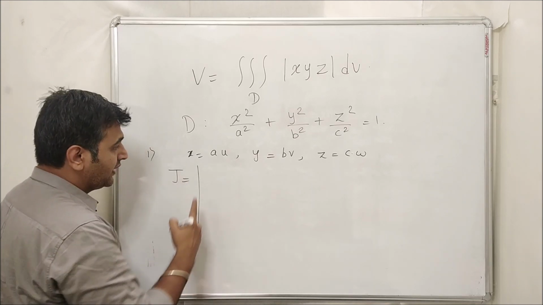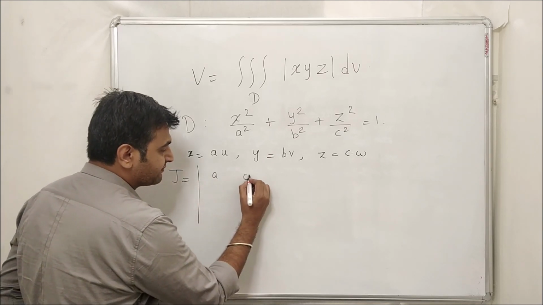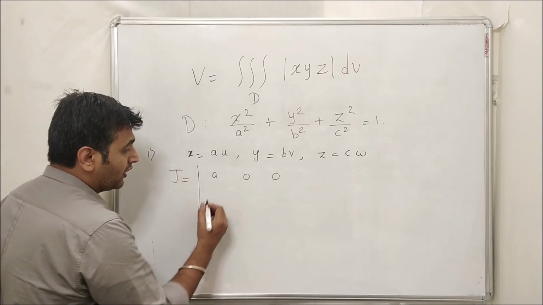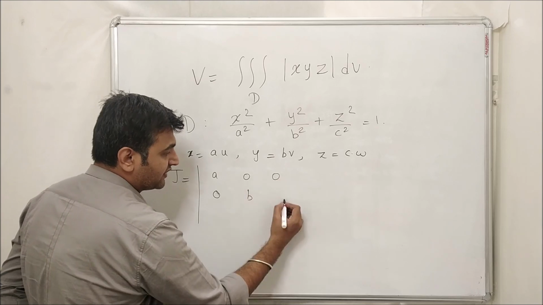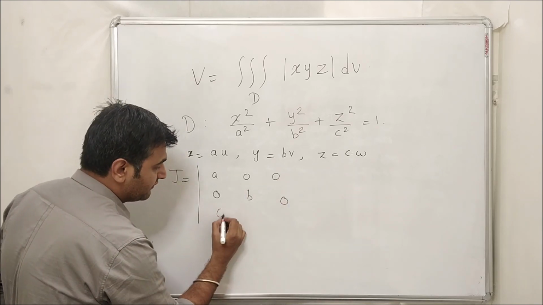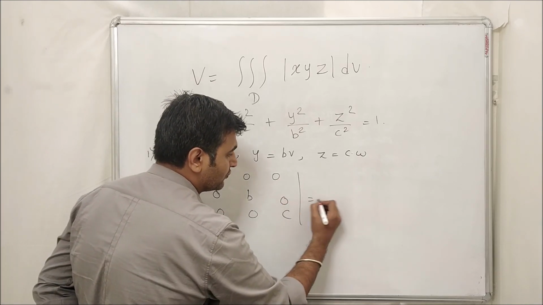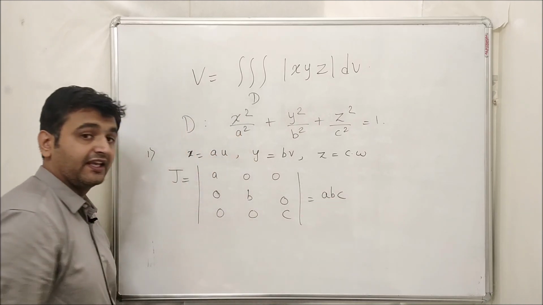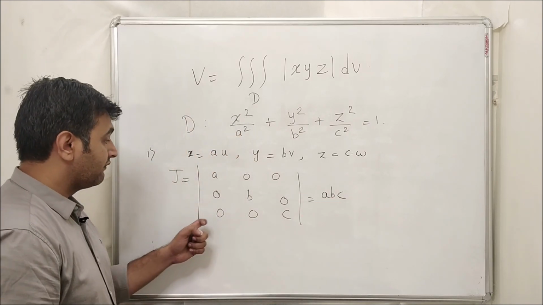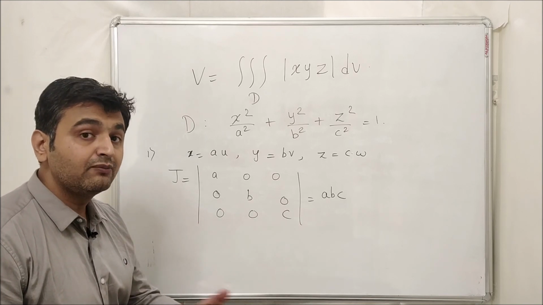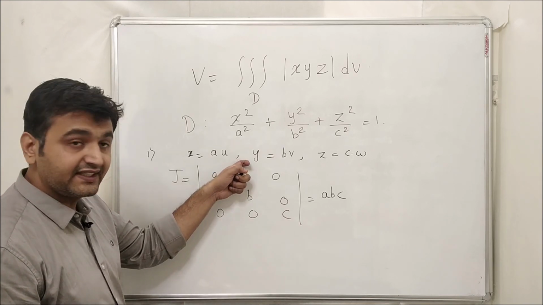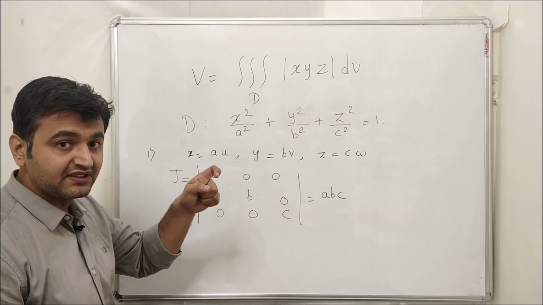Now once you have the substitution, you find the Jacobian: x with respect to u, x with respect to v, x with respect to w, y with respect to u, y with respect to v, y with respect to w, and z with respect to u, v, w. Therefore the Jacobian comes out to be abc. Good. And once we have this Jacobian, what is the new surface in u, v, w space?